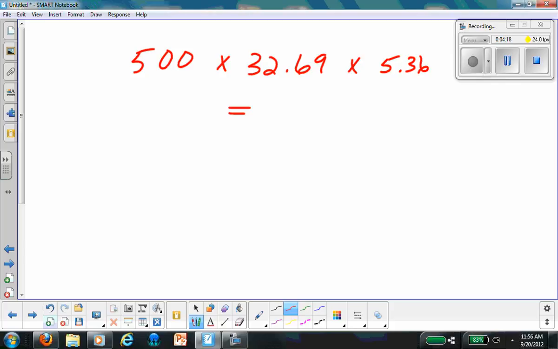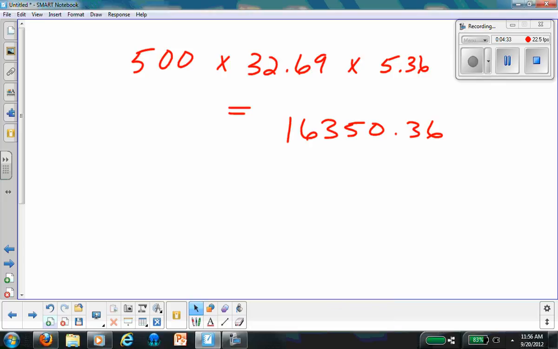Go ahead, Max. 16,350.36. Oh, wait. Sorry, 16,350.36? Okay. So, that's what the calculator shows you, but according to the rules of significant figures, Max, what would it be? What do you think? What's your final answer going to be?